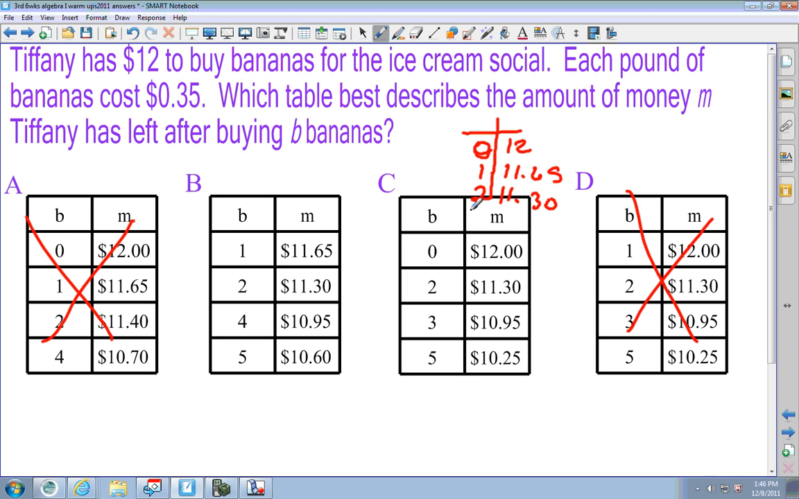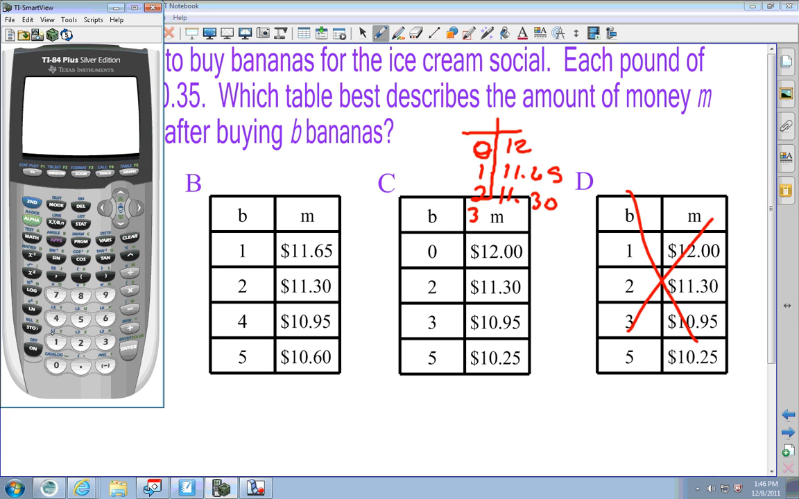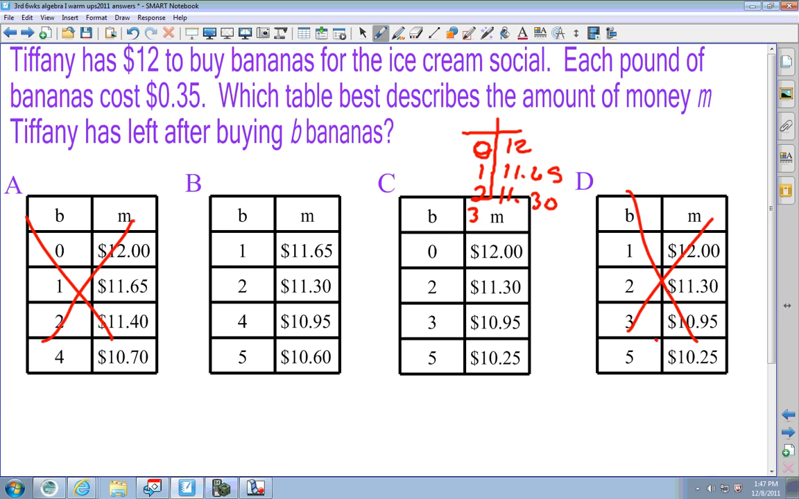Well, what about the third one? If you're not sure, go in here and put 11.30 minus 35, or 0.35. You get 3 and 10.95. That's right there. This says 4 is 10.95. So your answer would be C.